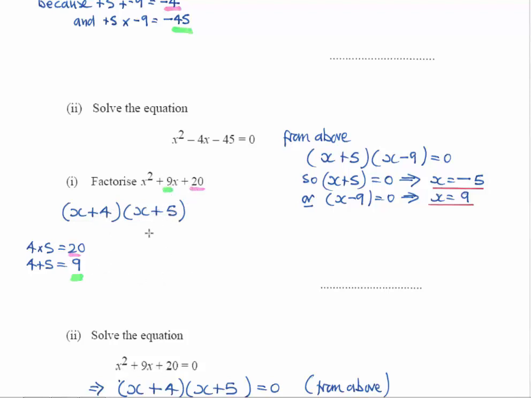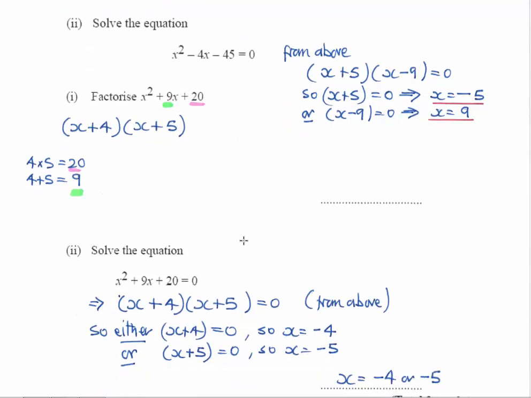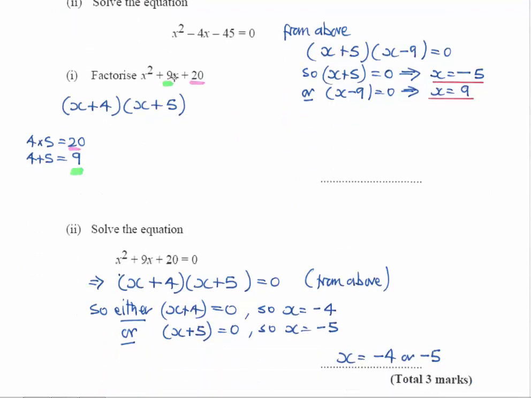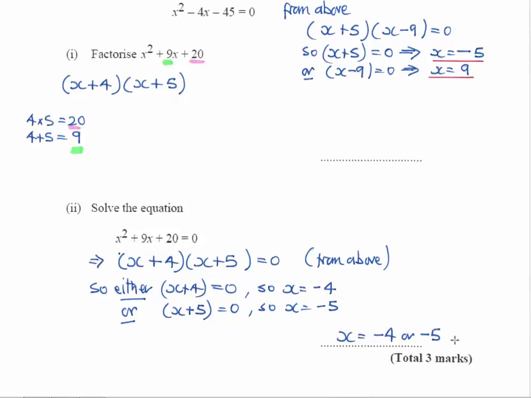So that's it, factorized. And then just like before, you're going to solve the equation, which is x squared plus 9x plus 20 equals 0. So you factorize it, so you take this answer here, equals 0. And just like up here, you work out what value x needs to be to make each of these brackets 0. So if x plus 4 is 0, x must be minus 4. And if x plus 5 is 0, x must be minus 5. So like before, two answers, x is minus 4 or x is minus 5.